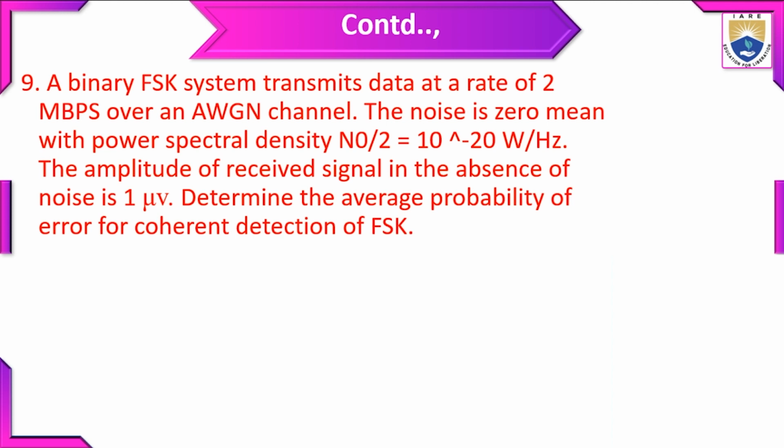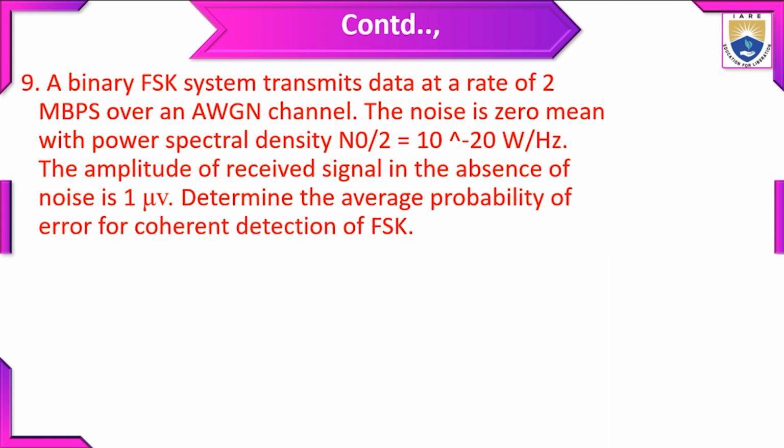Now coming to another problem. A binary FSK system transmits data at a rate of 2 Mbps over an AWGN channel. The noise is zero mean with power spectral density N0 by 2 equal to 10 to the power of minus 20 watts per hertz. The amplitude of the received signal in the absence of noise is 1 microvolt. Determine the average probability of error for coherent detection of FSK.